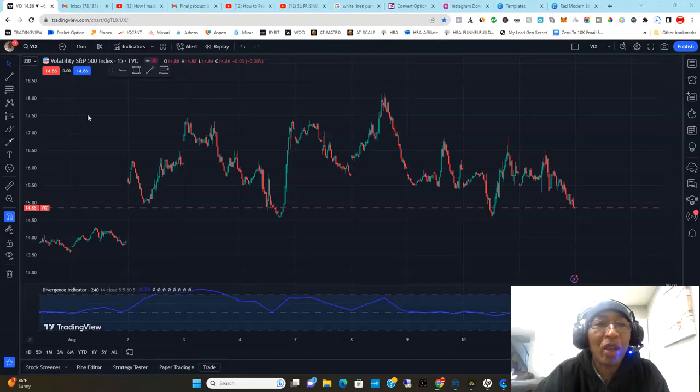The chart you're seeing here is the TradingView chart. If you don't have an account with TradingView, go ahead and open an account. I'll put a link in the description. It's free unless you upgrade to the Pro version. For the Pro version you need to subscribe, but it's not that expensive, and of course it gives you more features. But for our case right now, we are using the free version, and we are going to trade the VIX, the volatility S&P 500 index.